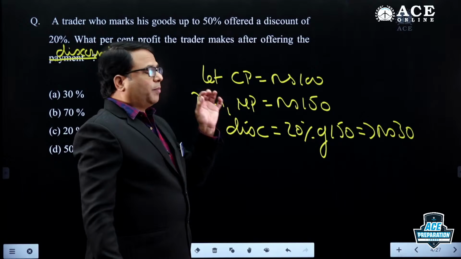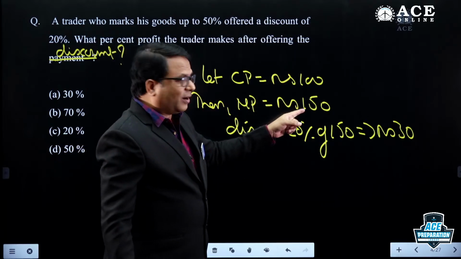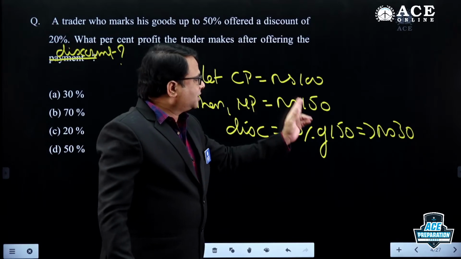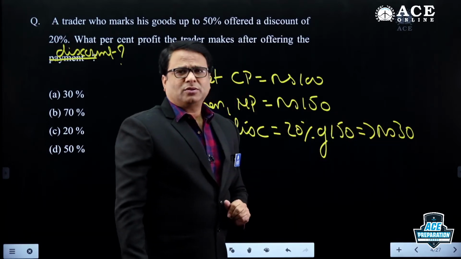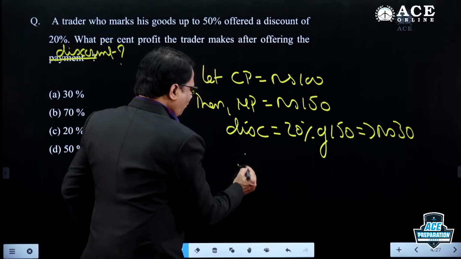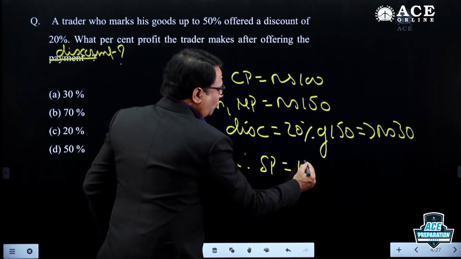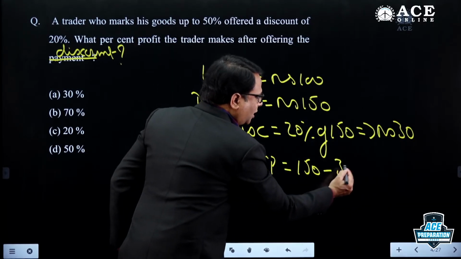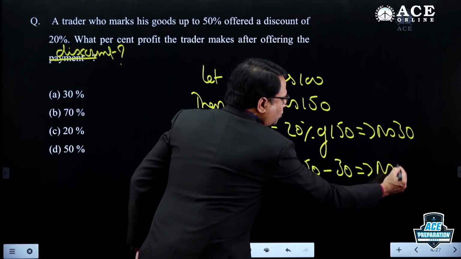So the market price is 150. But he is not selling it for 150. He is giving a discount of 30 rupees. So what is the selling price? Therefore, selling price equals market price minus discount, which is 30. So selling price is rupees 120.